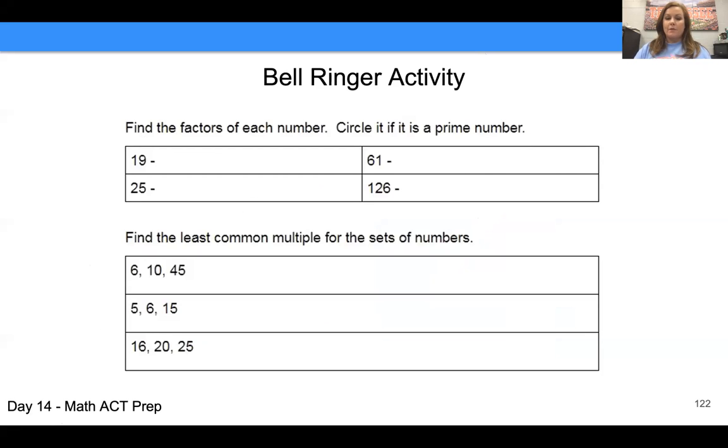Today, your bell ringer activity is going to be finding the factors of each number. Remember that the factors are two numbers that, when multiplied together, equal that number. Most people tend to forget that every number will always have the factors of 1 and itself. Then they ask you, if the number is prime, to circle it. A number is prime if the only factors it has are the number 1 and itself.